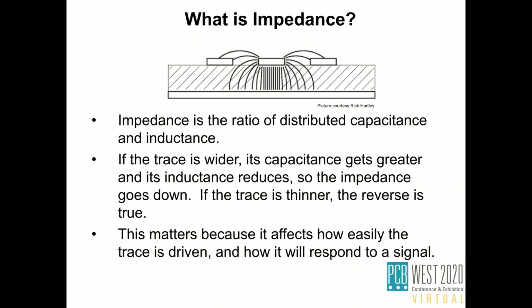Who knows what the target impedance is? Well, of course, that depends on the buffer, but in general, we like to get somewhere between 45 and 70 ohms. 65, a little bit on the lower side, is better, but it depends on what you're doing and so forth.